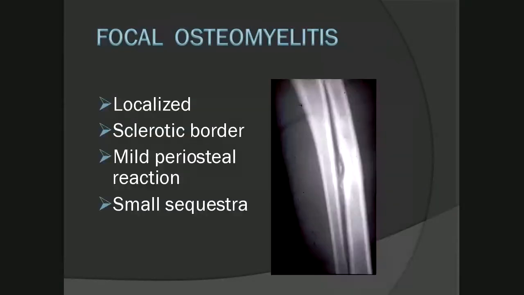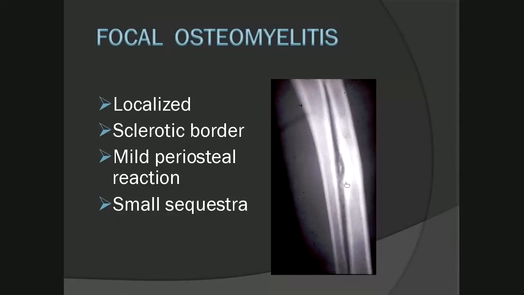So this is coming back to the previous example that we had. Focal osteomyelitis tends to be much more localized. There is a sclerotic border often involved. So if you look at this bone over here, there's quite a wide white zone or sclerotic zone around the area that's affected, and that's because the bone is trying to wall off the infection.